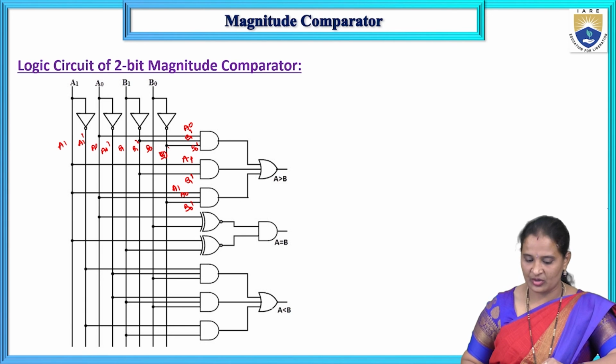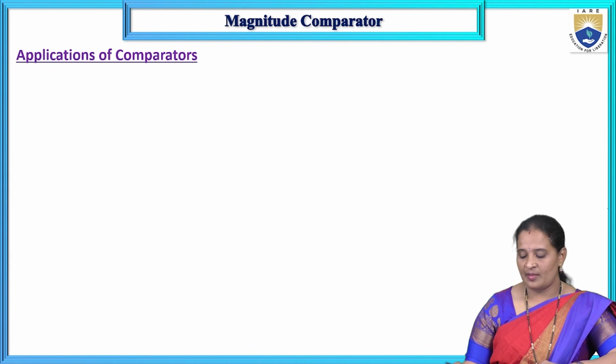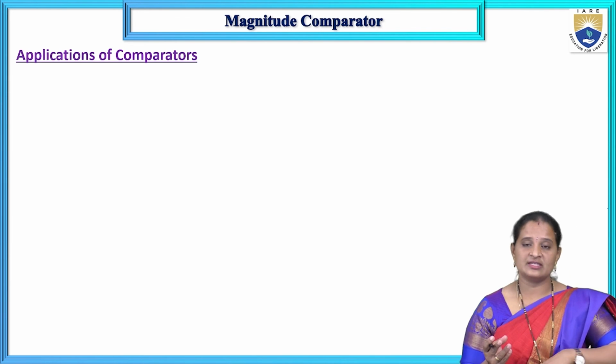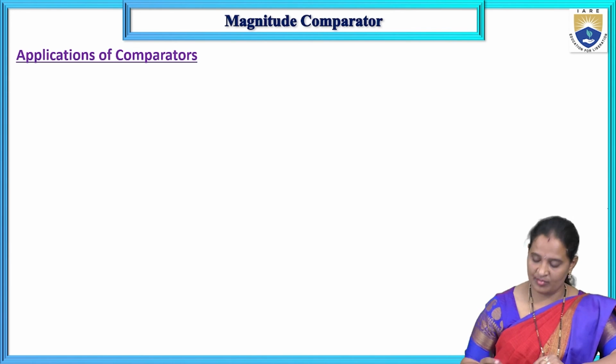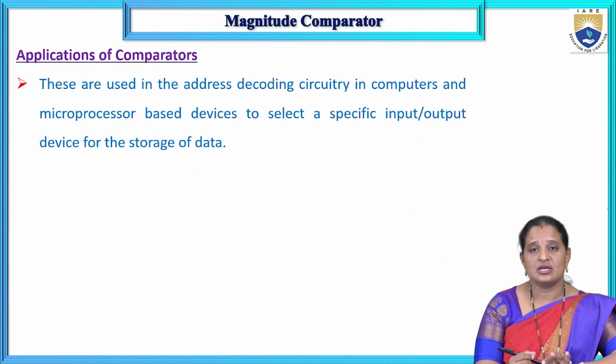So this is the magnitude comparator, right? Here, the magnitude comparators are mainly used to compare two numbers, which can produce three possible outputs, that is, A greater than B, A less than B, and A equal to B. Now what are the applications of comparators? Comparators are used in address decoding circuitry in computers and microprocessor based devices, to select a specific input or output device for the storage of data.